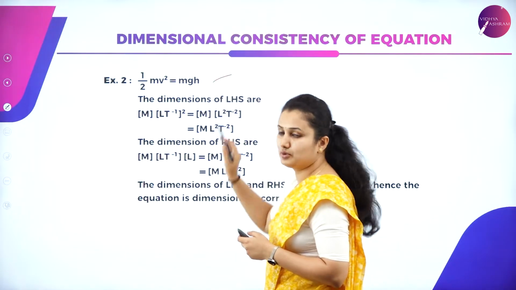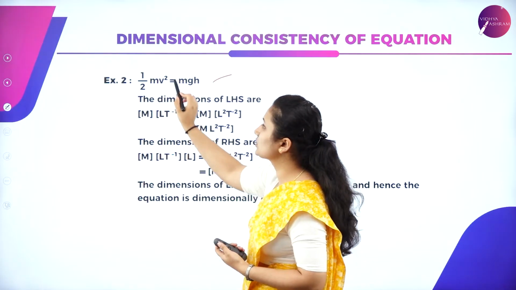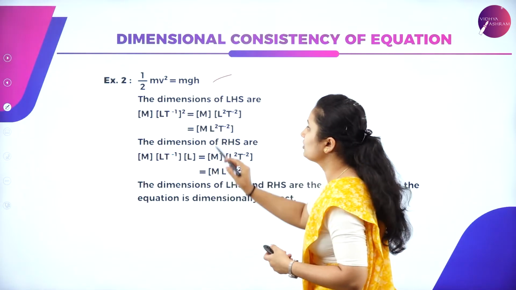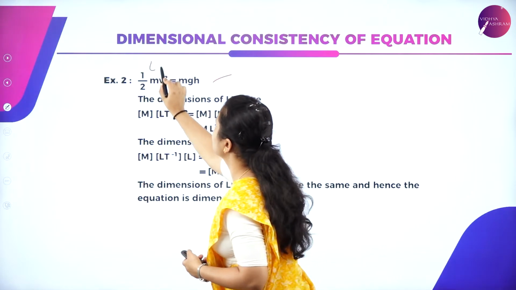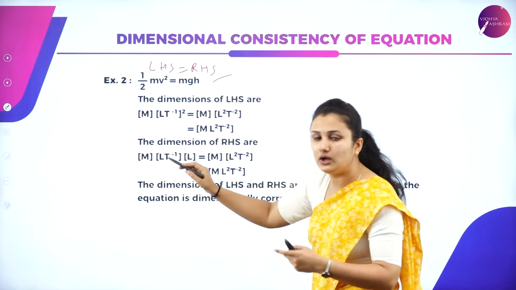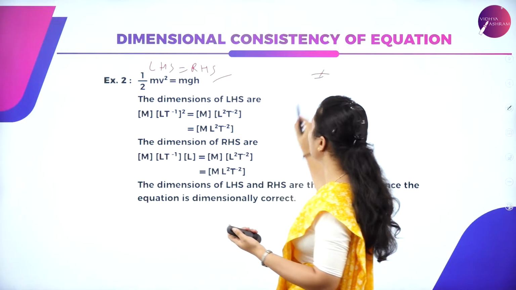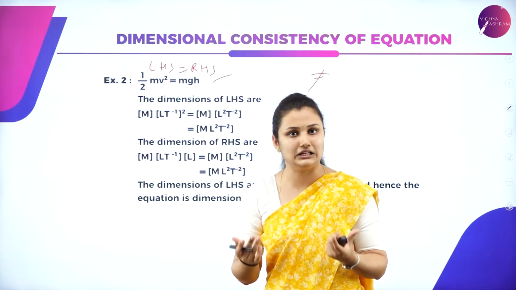Similarly, I have example 2. I have taken one more equation like the previous one: half mv square is equal to mgh. So, the dimension of LHS should be equal to RHS. If it is equal, we say the equation is dimensionally correct. If it is not equal, then it is dimensionally incorrect.